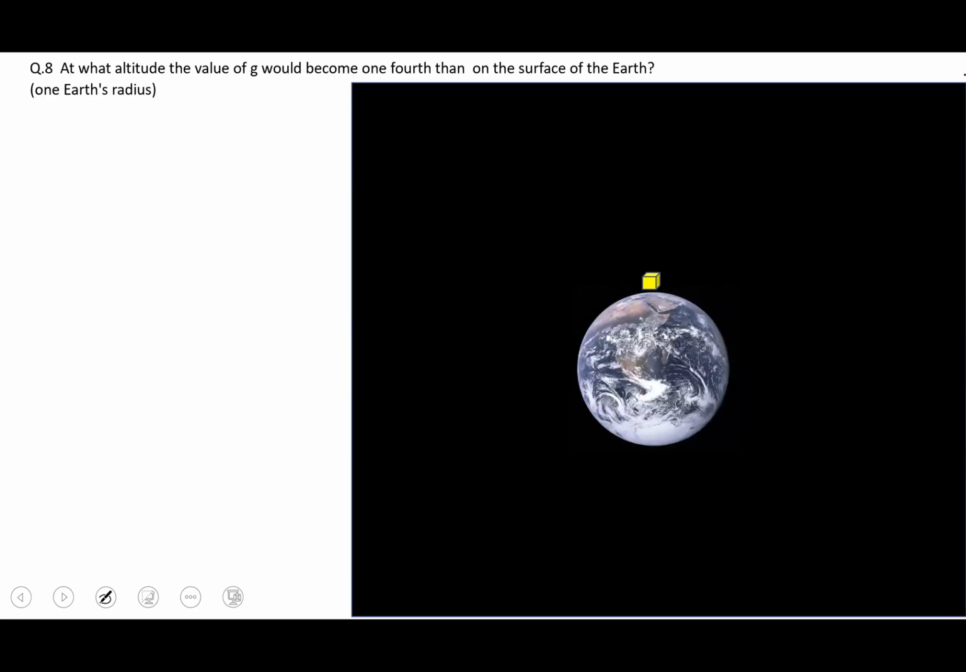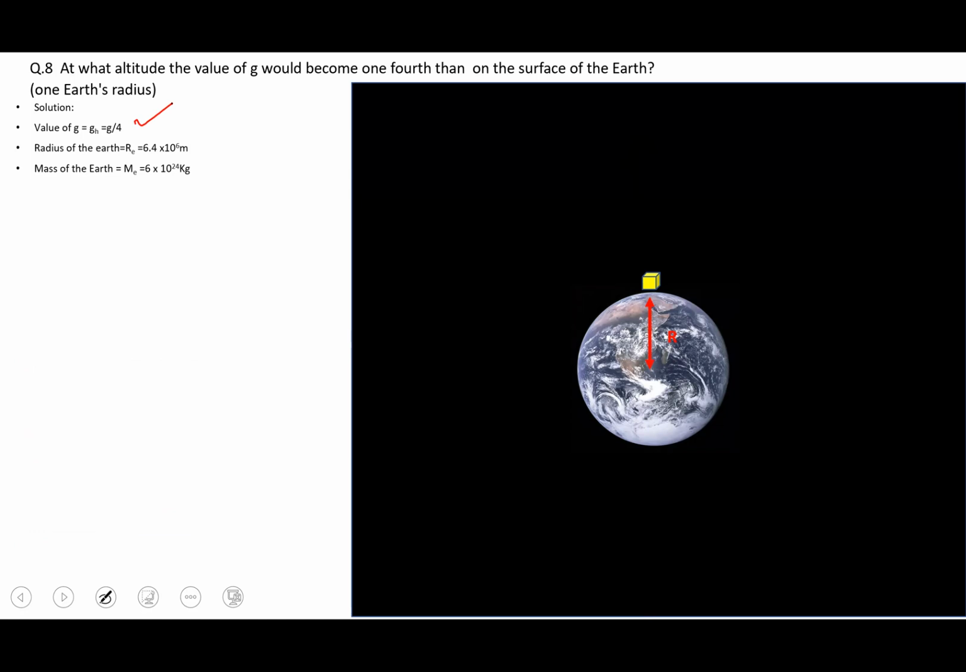Moving on to the next question, it says, at what altitude the value of G would become one-fourth than on the surface of the Earth? Now, as we are moving this object to a certain height, its value of G decreases. He says, at what point will the value of G become one-fourth? So here's the radius of the Earth. We have the value of G where it becomes one-fourth.